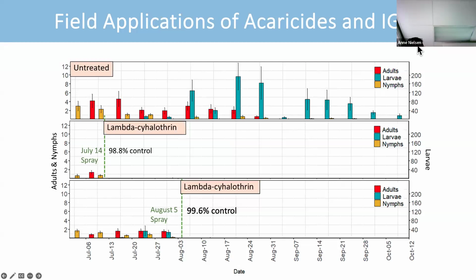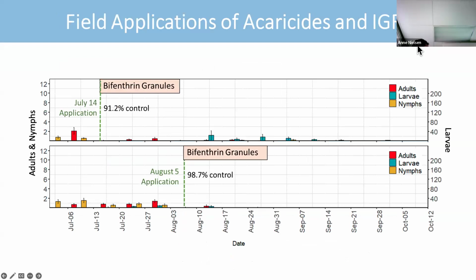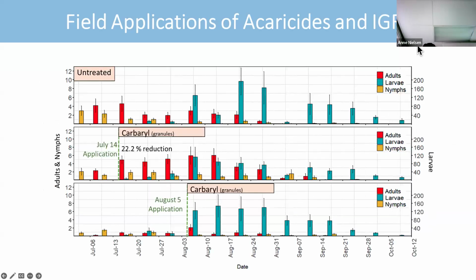So what we saw for the lambda-cyhalothrin is that in July 14 it provided good control, a little bit better in August 5, but this was basically our positive control. We knew it already worked because we did it in our previous study, compared to the untreated. Okay, then we looked into bifenthrin. Bifenthrin, also a pyrethroid, also provided good control, not as great as lambda-cyhalothrin, but very close to it. So granules or liquids, they both control the tick population almost equally well.